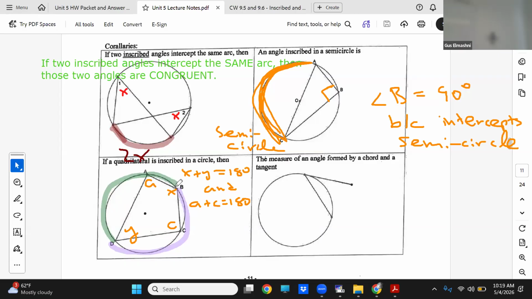Because the C is half of this, and A is half of this. Now, do I know what the green and purple are individually? I do not. But do I know that the green and purple add to 360? I do.